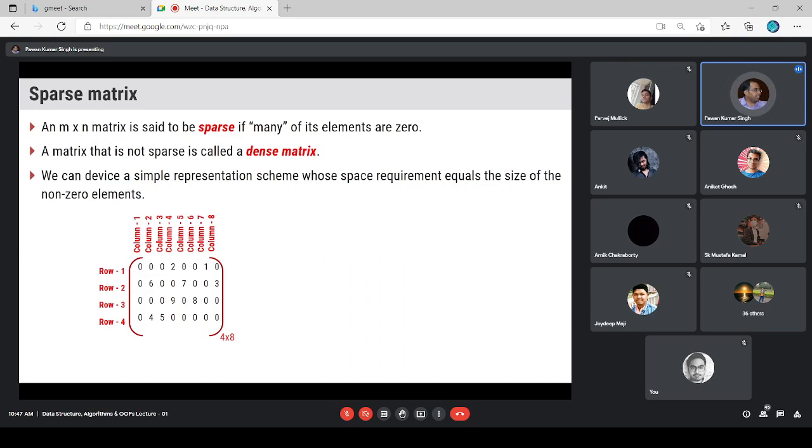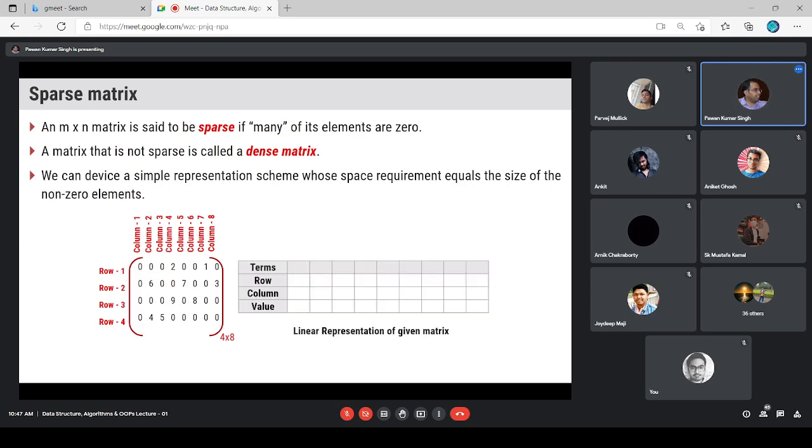See, you can find this kind of matrix. You have seen this kind of matrix where most of the row and column values are 0. This is a 4 cross 8 matrix, and most of the elements are 0. So this is called a sparse matrix. Now we can arrange this kind of sparse matrix into a linear representation. Why? Because most of the elements are 0, so the rows and columns having 0 elements are not required to be stored, right?